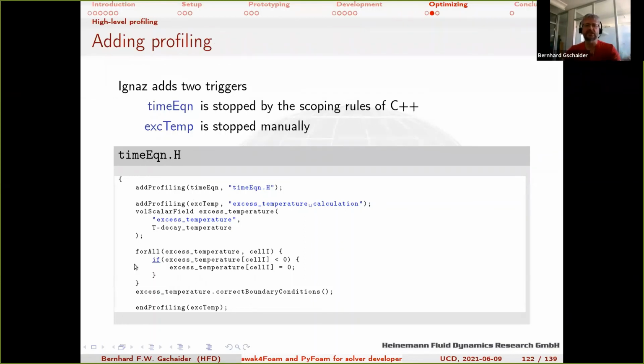When it's destroyed, the time is recorded. And then he's interested, for instance, in the calculation of the excess temperature. So he adds a trigger here, and that trigger has to be explicitly ended. And that's basically all you need to know on how to add these triggers to ESI solvers or to foam-extend solvers. You don't have to include any header files. I think in foam-extend, you don't have to include any header files either.